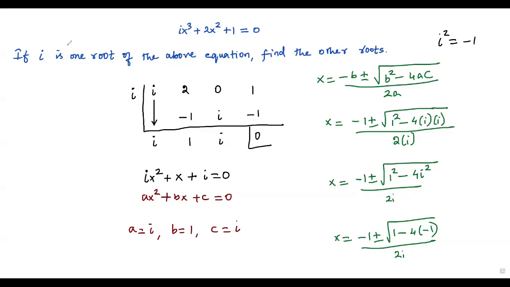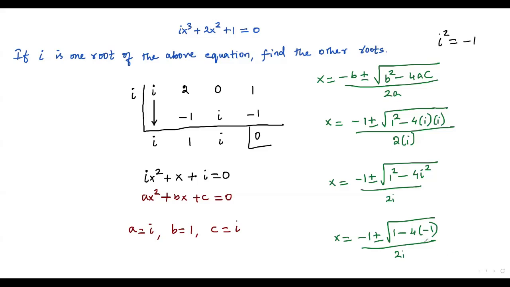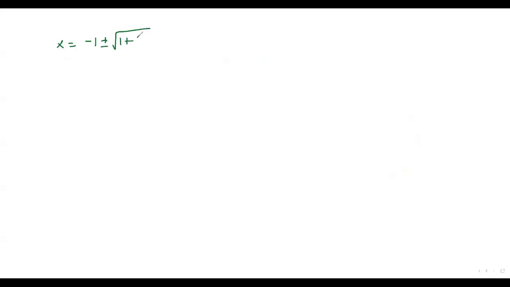So we get x equals negative 1 plus or minus square root of, so we have 1, and when I multiply this negative and negative, it will become positive 4. So then I'm getting 1 plus 4. In the denominator, we have 2i. So we get x equals negative 1 plus or minus square root of 5 over 2i.